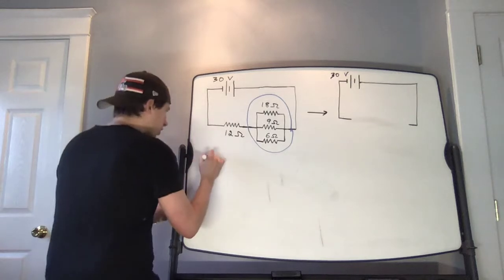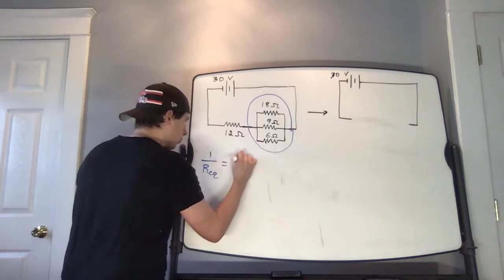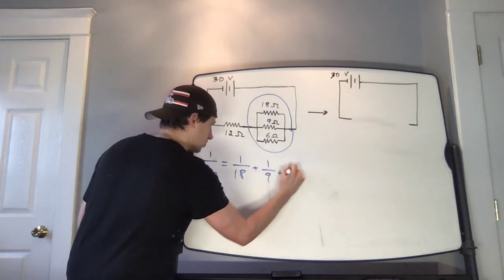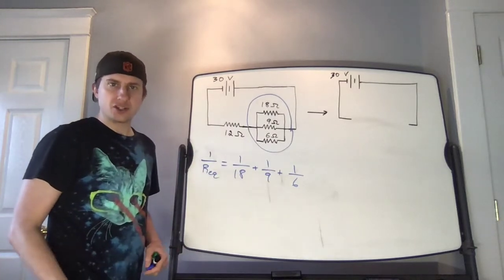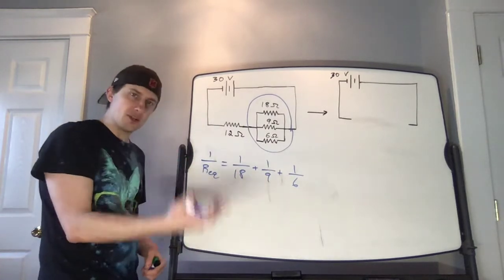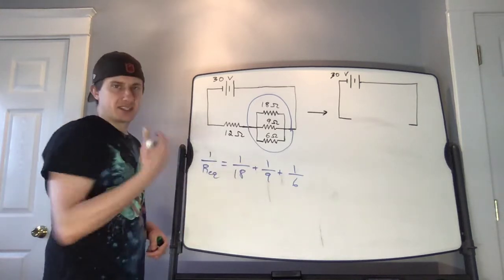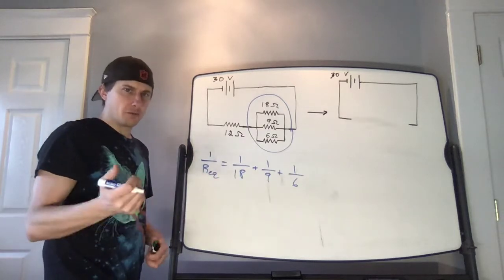I could write 1 over R equivalent is equal to 1 over 18 plus 1 over 9 plus 1 over 6. In order to solve for R equivalent, we will need to find the least common denominator of the 3 terms on the right. 1 over 9 is the same as 2 over 18, and 1 over 6 is the same as 3 over 18.